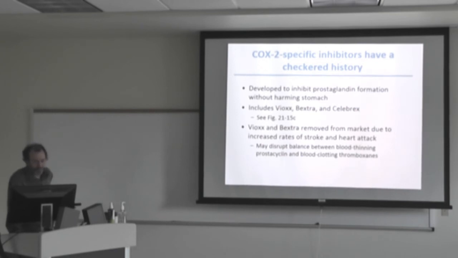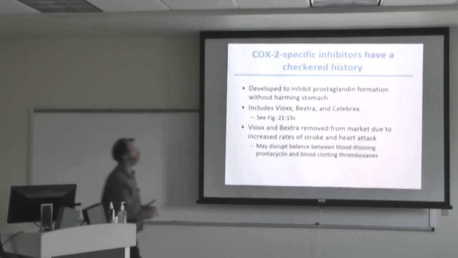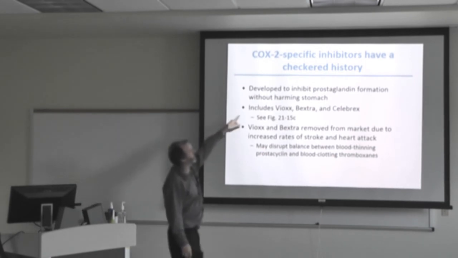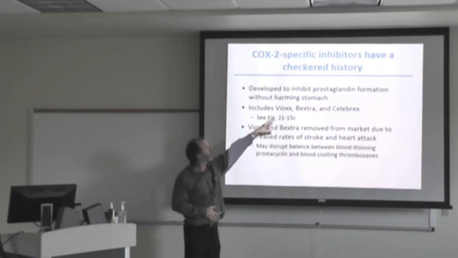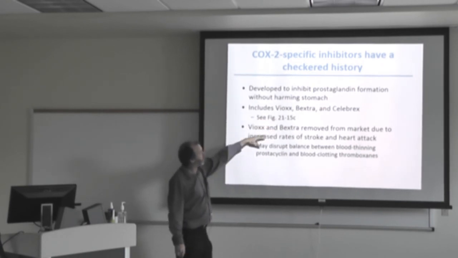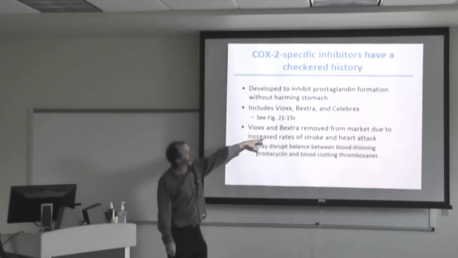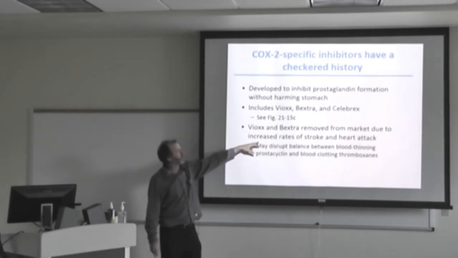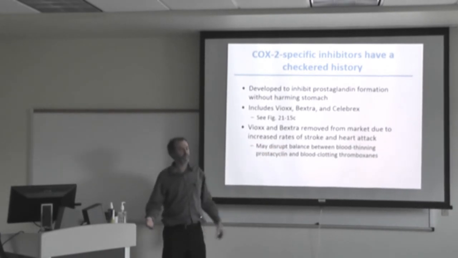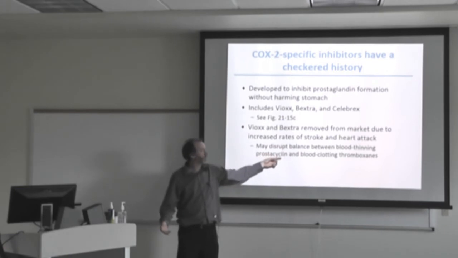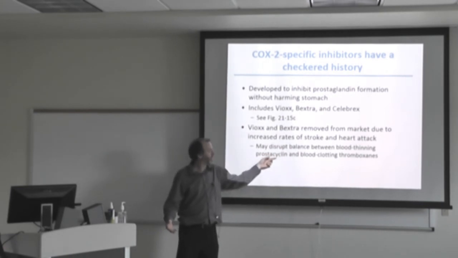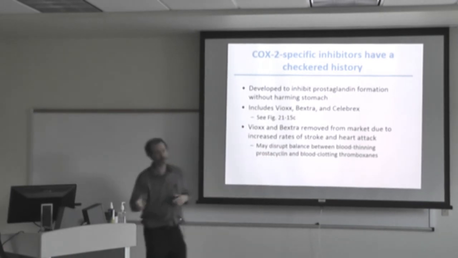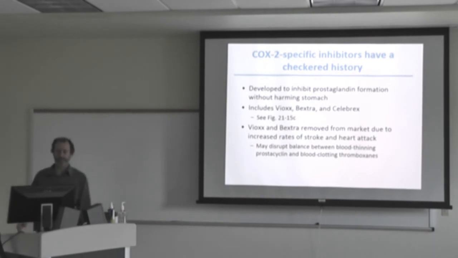COX-2, oh, I was right, Vioxx and Celebrex. So COX-2 specific inhibitors have a checkered history, like I just said, right? They were developed to inhibit prostaglandin formation without harming the stomach. Includes Vioxx, Bextra, and Celebrex. Vioxx and Bextra were removed from the market due to the increased rates of stroke and heart attack. May disrupt the balance between blood thinning prostacyclin and blood clotting thromboxanes, I suppose.